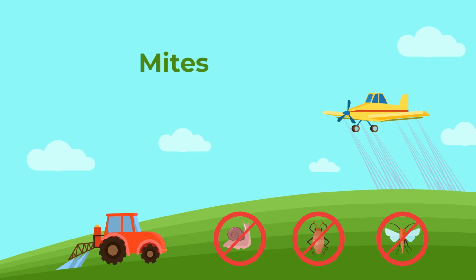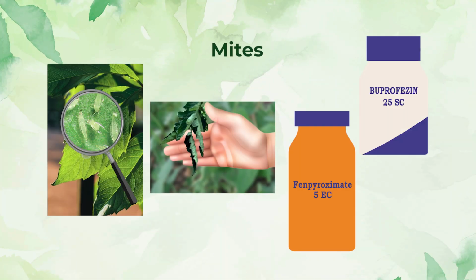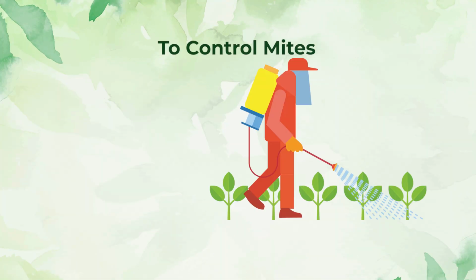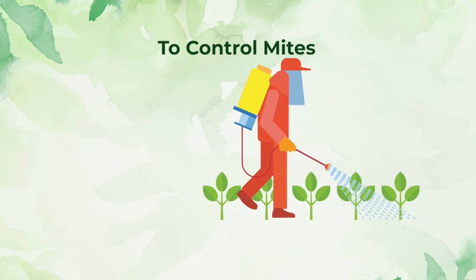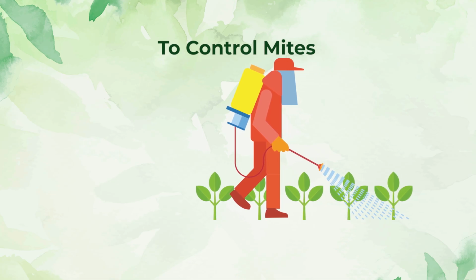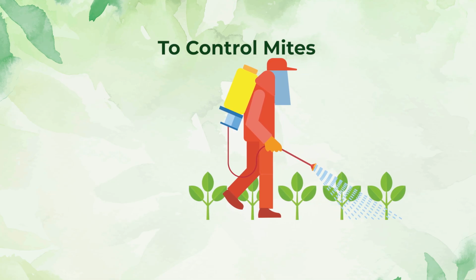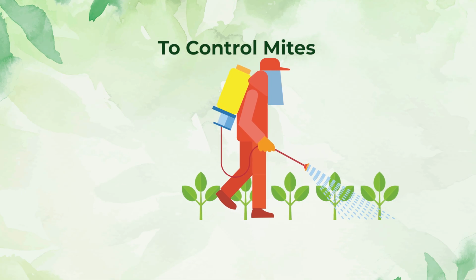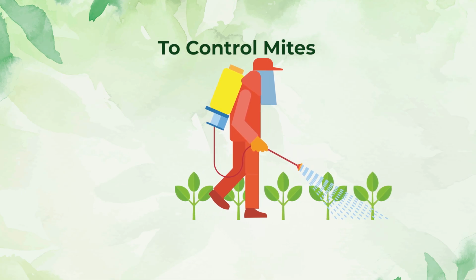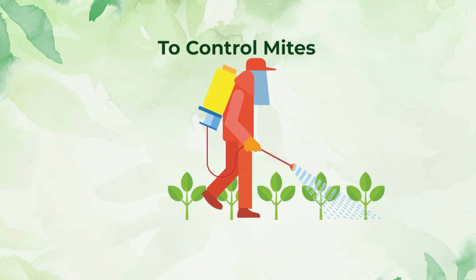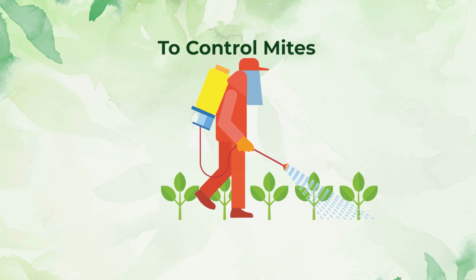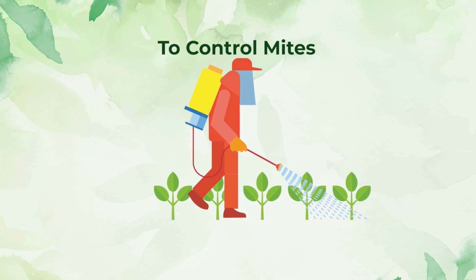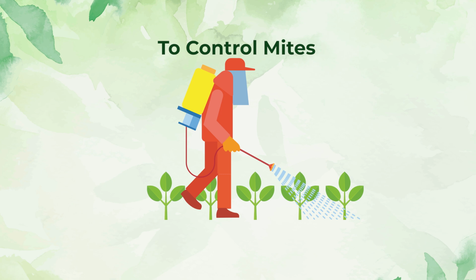Eighth, mites. Mites are difficult to see with naked eyes. They make the leaves curl downwards. Let us now take a look at the control. Foliar spray of buprofezin 25 SC at 1.2 ml per liter water or fenpyroximate 5 EC at 1 ml per liter water at 10 to 15 days interval is effective to control mites.